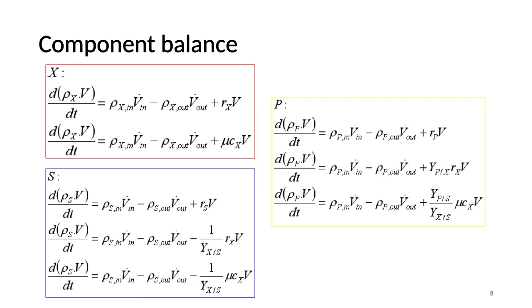Here I have presented the component balances for cells, substrate and products in the bioreactor. First, I have presented the component balance for cells, which is represented by capital X. The rate of generation of cells is given by Rx and it is equal to mu times Cx as I explained before.